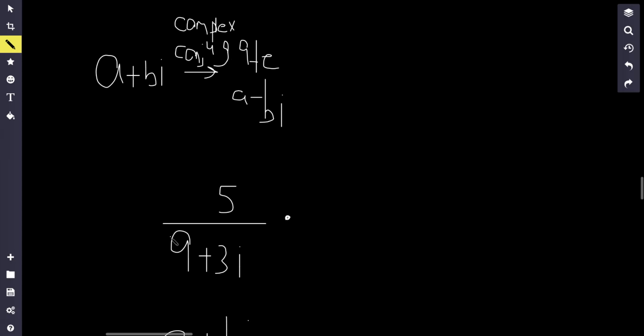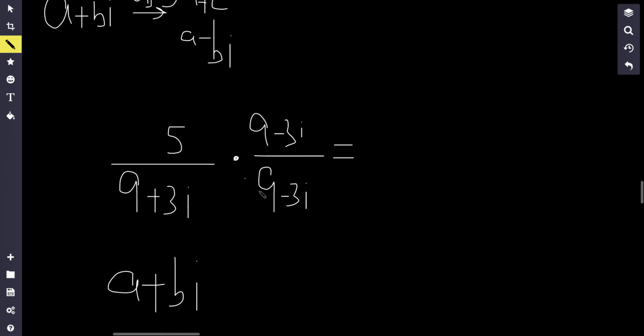In the denominator, we have a complex number in the form of a plus bi. And what we're going to do is multiply the top and the bottom of this by a minus bi. So in this case, it's going to be 9 minus 3i instead of 9 plus 3i. And this is something known as the complex conjugate. Now remember to multiply the top and the bottom to keep this thing equal.